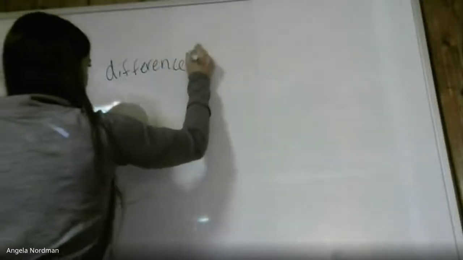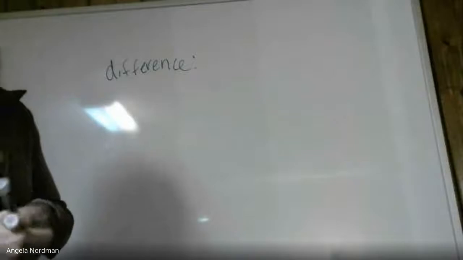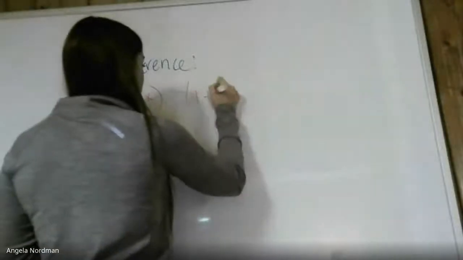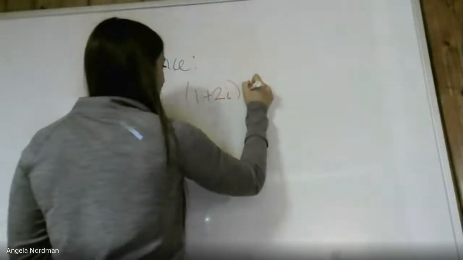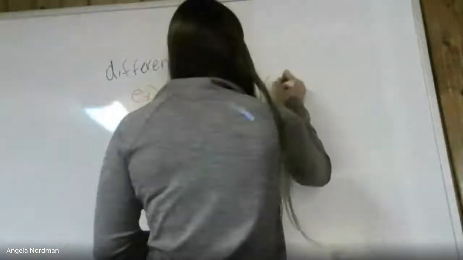The next is going to be subtraction. Every next operation we're going to be doing is just going to step it up a little bit. So when we're thinking about subtraction, this example is (1 + 2i) - (4 + 2i).